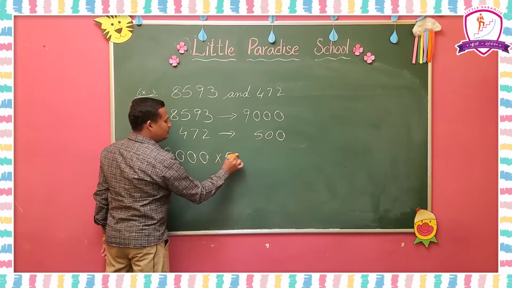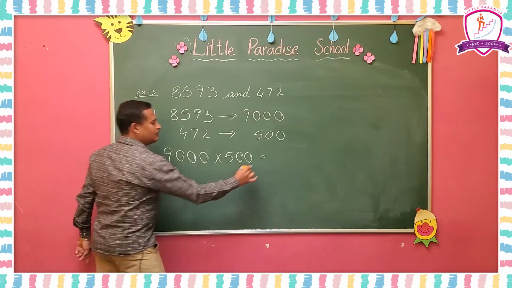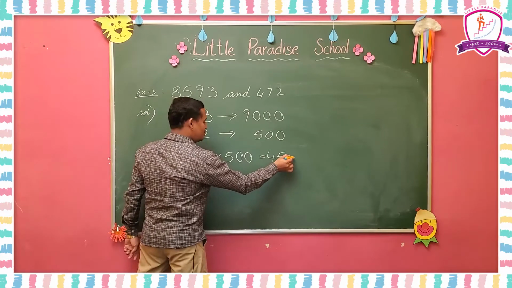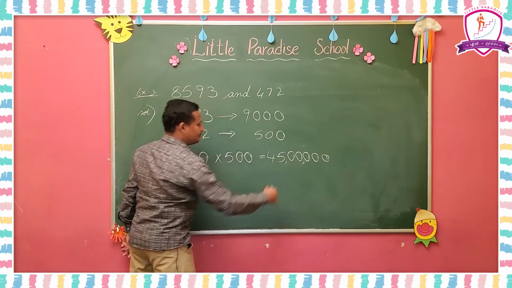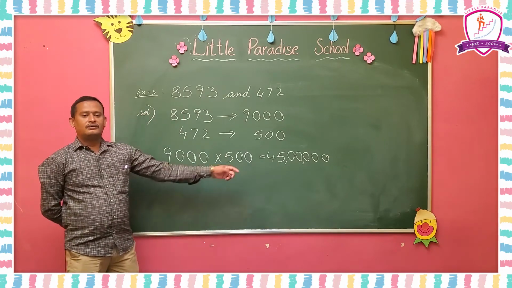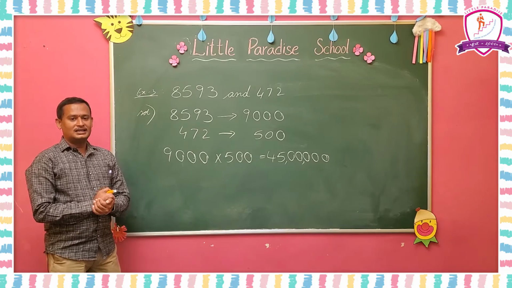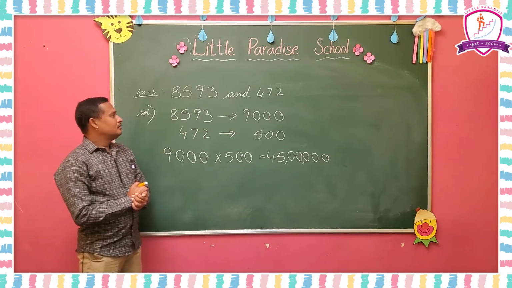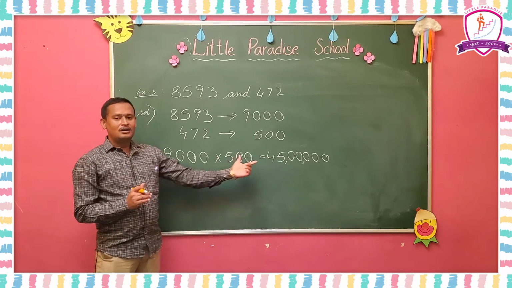We have to multiply these two rounded off numbers. 9000 into 500: 9 times 5 is 45, and we have to keep all the zeros, 3 zeros here and 2 zeros here. We got 45 lakhs. The estimated product is 45 lakhs. Like this we have to do the multiplication, and this is called estimating the product.